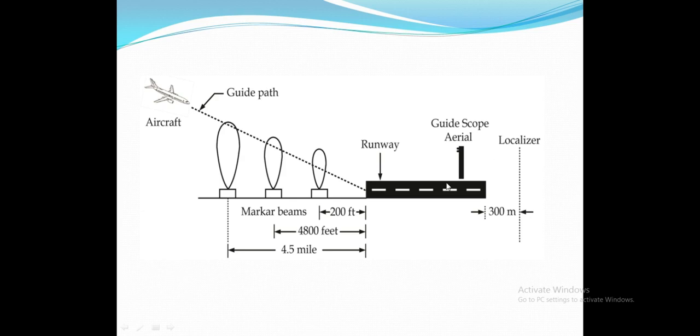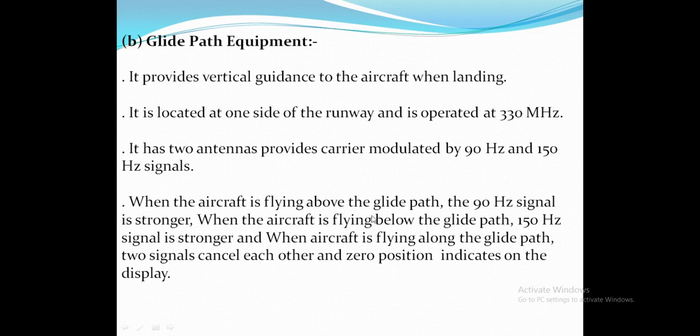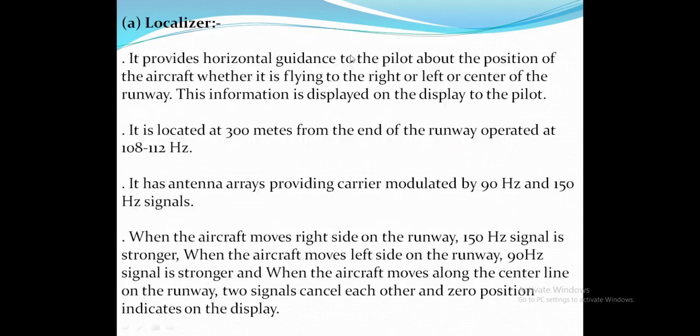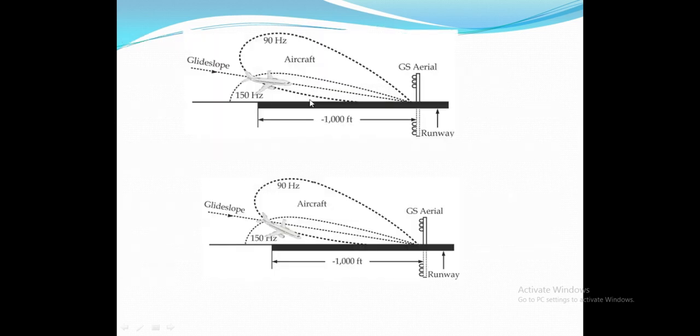So whenever the aircraft is flying above the glide path, the 90 Hz signal is stronger. Whenever the aircraft is flying below the glide path, the 150 Hz signal is stronger. Whenever the aircraft is flying along the glide path, the two signals cancel each other and a zero position will be indicated on the display. So the localizer produces horizontal guidance to the pilot, and the glide path equipment produces vertical guidance to the pilot.